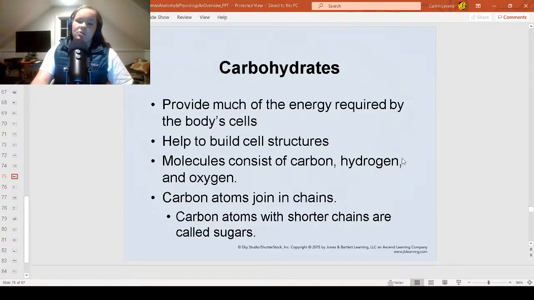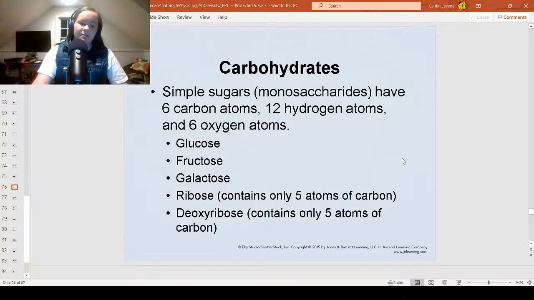Carbohydrates provide much of the energy required by the body's cells. They help to build structures. The molecules consist of carbon, hydrogen, and oxygen. Carbon atoms join in chains. Carbon atoms with shorter chains are called sugars. Simple sugars, which are monosaccharides, have 6 carbon atoms, 12 hydrogen atoms, and 6 oxygen atoms: glucose, fructose, and galactose. Ribose and deoxyribose contain only 5 atoms of carbon.